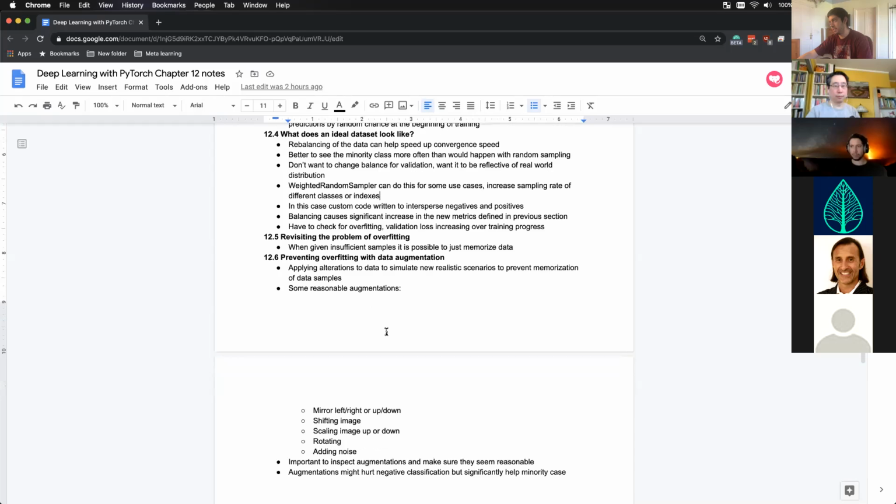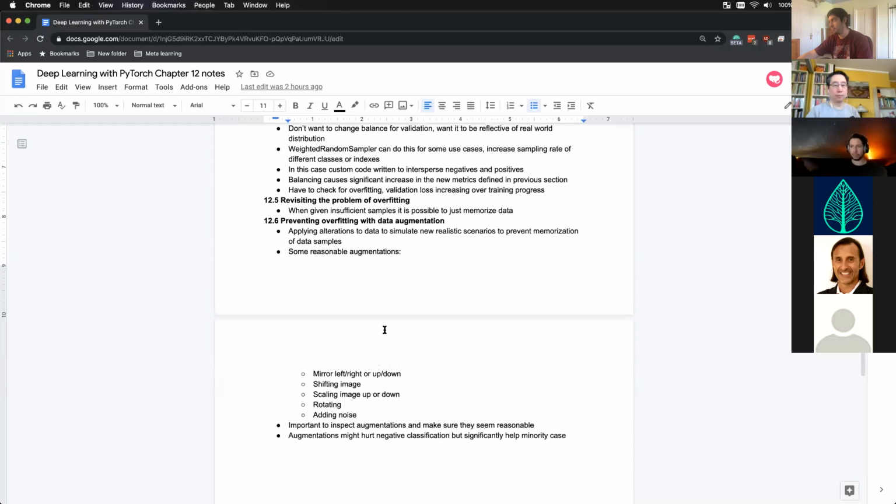Moving on to 12.6, data augmentation. A lot of people think about this in terms of just random shifts and stuff like that. But the way that I try to think about it is simulating new scenarios that are realistic to your data.